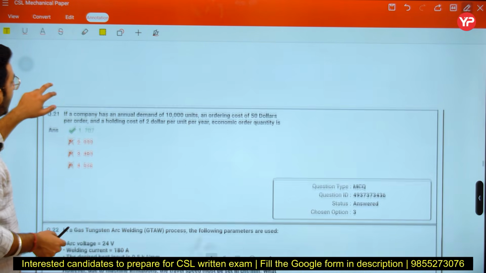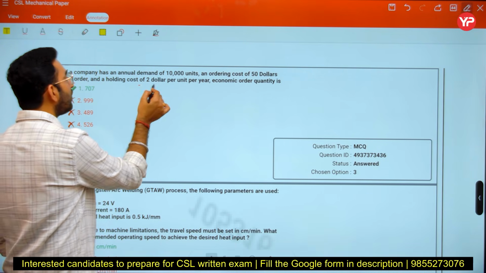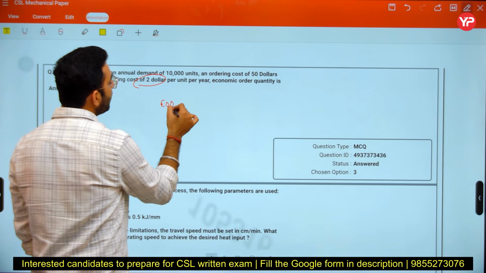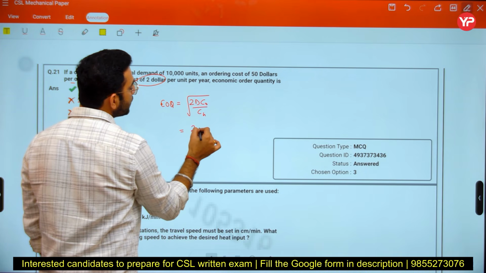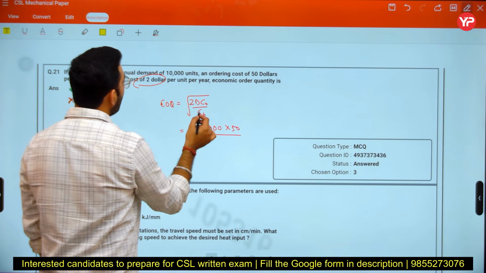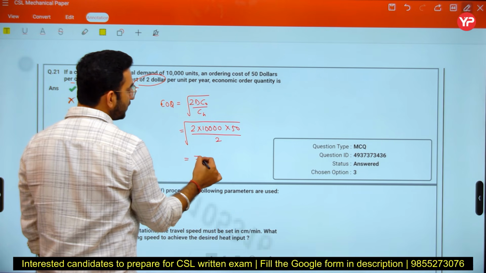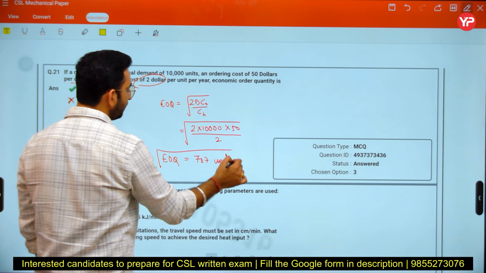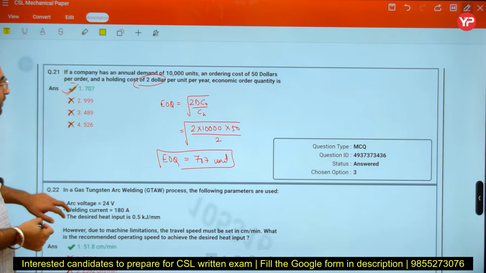Next, a company has an annual demand of 10,000 units, an ordering cost of $50 per order and a holding cost of $2 per unit per year. What is the EOQ? What is the formula of EOQ here? EOQ has a simple formula: square root of 2D C0 by CH. Just put all the values into this expression and get your final answer. Here C0 is given as 50 and holding cost is $2 per unit per year. If you calculate it, you are going to get 707 something, which is the value of the EOQ. So option number 1 is going to be the correct answer in this case.